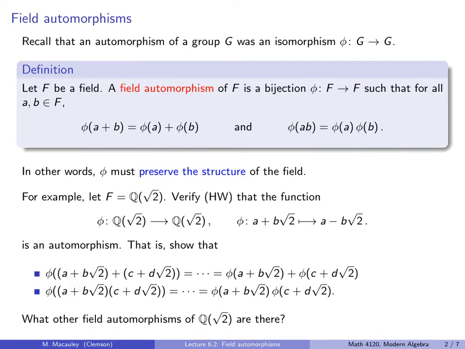Here's a question I'd like to pose. What other field automorphisms of Q adjoin root 2 are there? Well, there's clearly the identity automorphism, the map that just fixes everything. But can you think of something else? Open-ended question. We will answer that later.